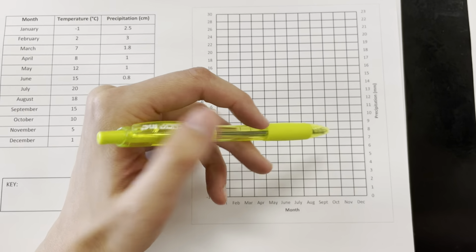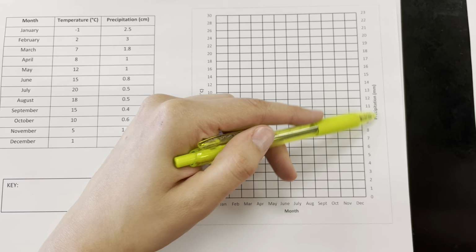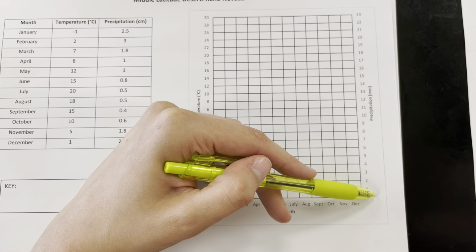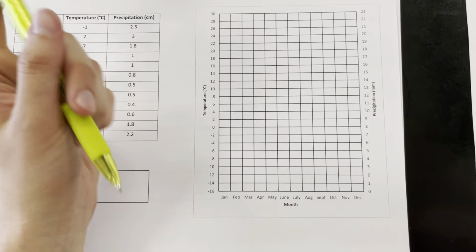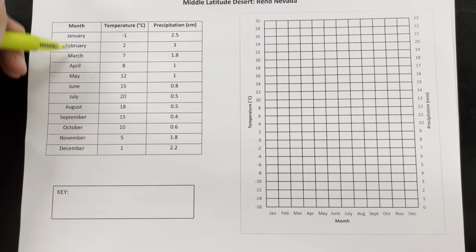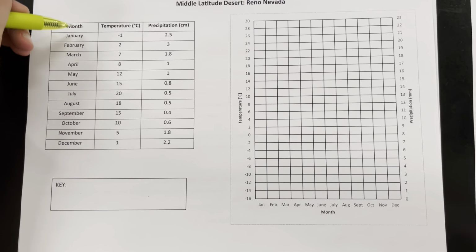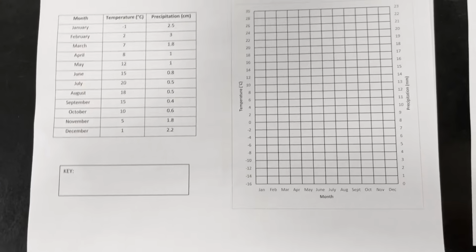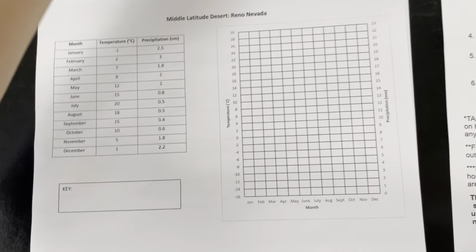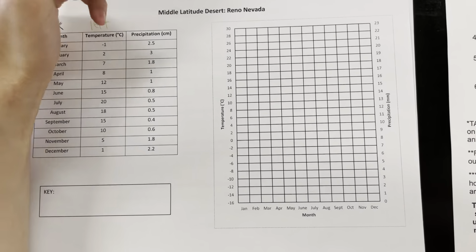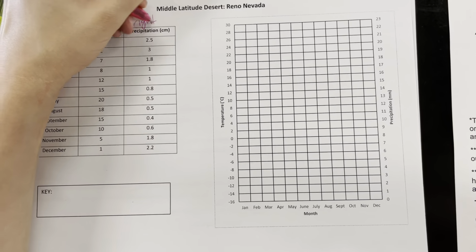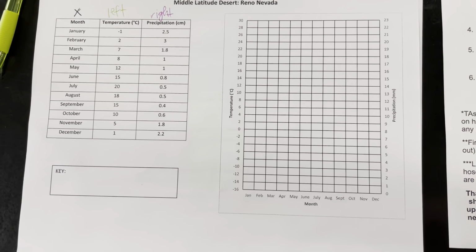On the right side, we have precipitation, right? Rainfall. Note how there's no negative right here. Okay, the reason why is because can you have negative rainfall? No, you can't. So you're going to be given a table right here, okay? The first column is month. That's going to be your x-axis. And then temperature is going to be your left y-axis. And then precipitation is going to be your right y-axis, at least looking at the numbers.